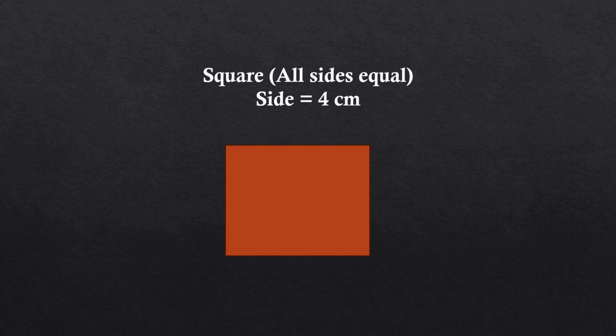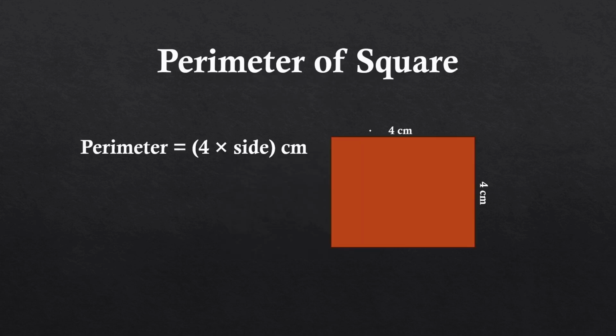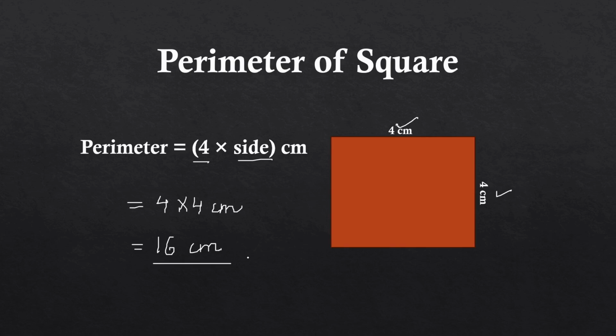Now, let's understand how to calculate the perimeter of the square. As we know, in a square, all the sides are equal. So here, each side of the square is given as 4 centimeter. To calculate the perimeter of the square, we just need to multiply 4 with the side length. Why are we multiplying 4 with the side length? Because all the sides of the square are equal. So we are going to do 4 times 4 centimeter, which makes it 16 centimeter. So the perimeter of the square is 16 centimeter.